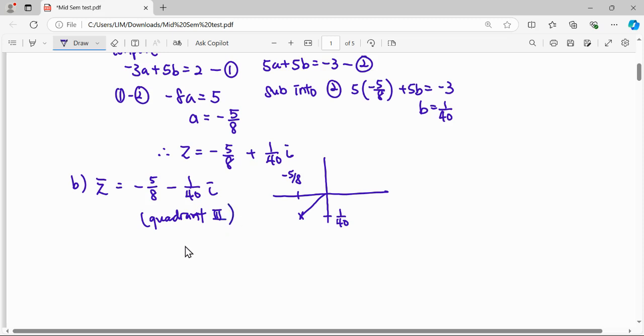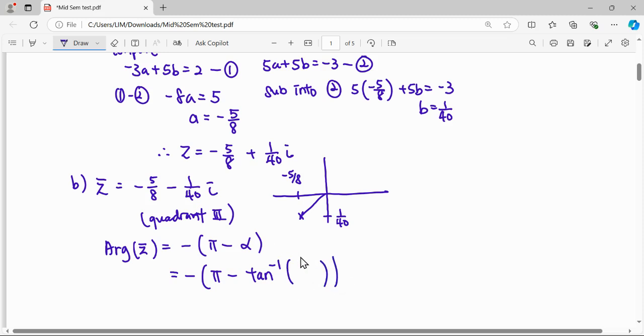When our complex number falls in quadrant 3, the argument for this complex number will be in the formula of negative pi plus alpha. So alpha is our basic angle, which we can obtain by shift tangent of b over a. So b over a here is 1 over 40 divided by 5 over 8, without the negative. So for inverse trigo, we won't have any negative value inside the inverse trigo here.